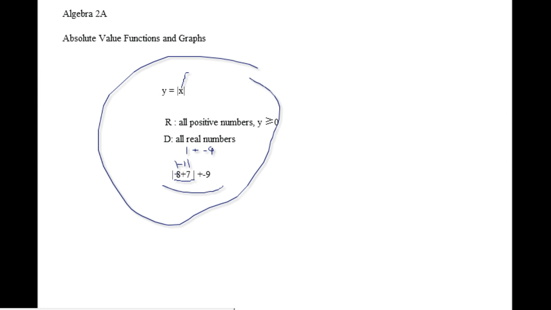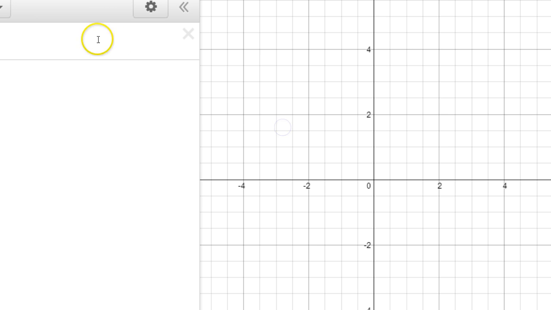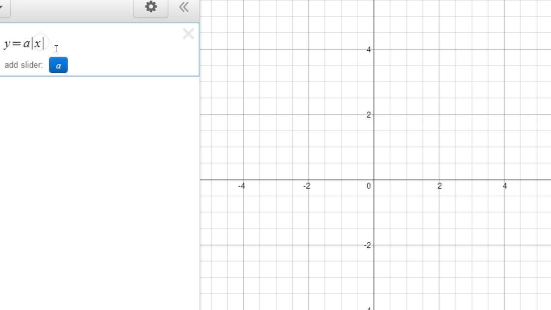Now the actual graph and what it looks like, we can actually graph. So we go y equals absolute value of x. Okay, so you type it in, you're good to go. Alright, now if I do add some numbers in here, let's put some numbers in here. Let's put an a here, a plus h here.